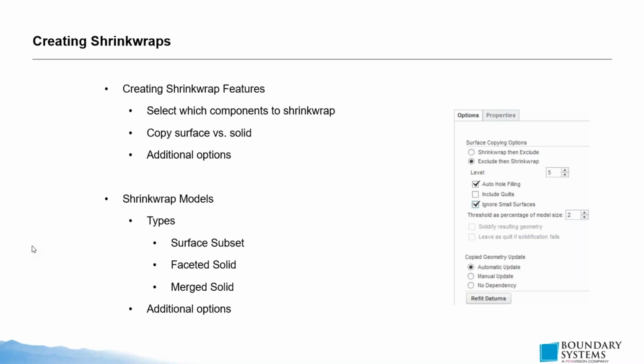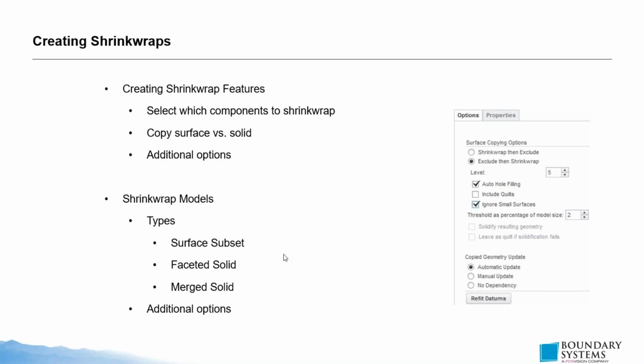This has some additional functionality versus Shrinkwrap features. Whereas with features, you can only make them with a selection of surfaces, you have two additional options when you save it as a separate file and make a Shrinkwrap model. You still have that surface subset option, which will select lots of surfaces from your model and make a Shrinkwrap. You also have the faceted solid and merged solid options.